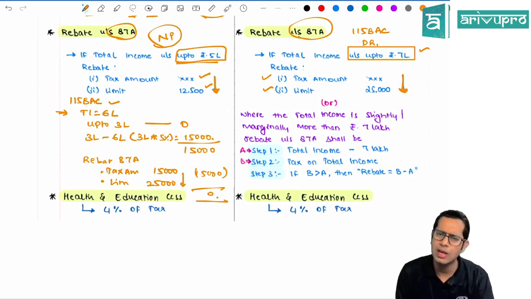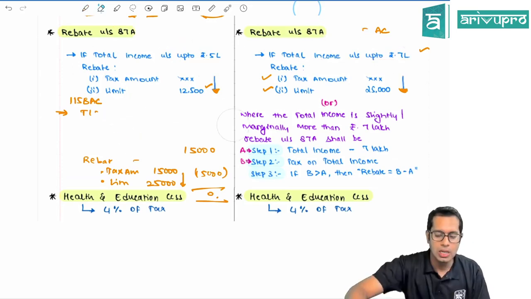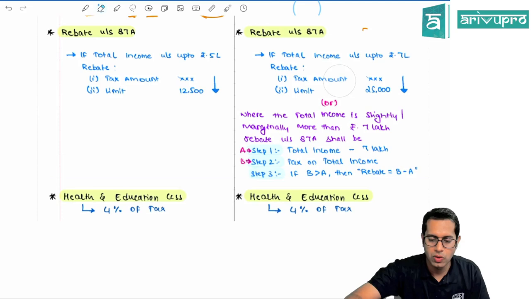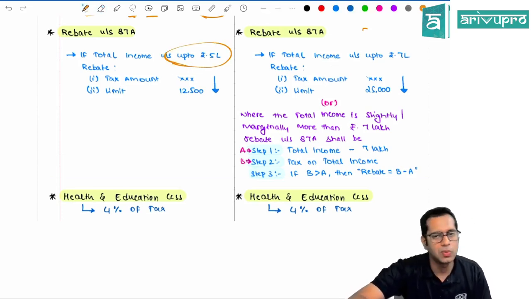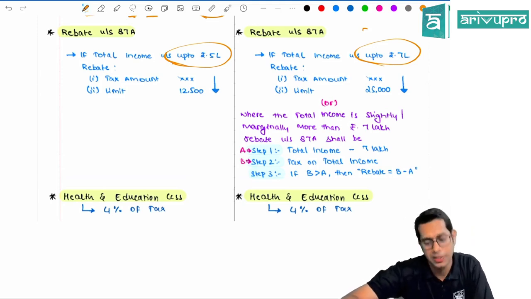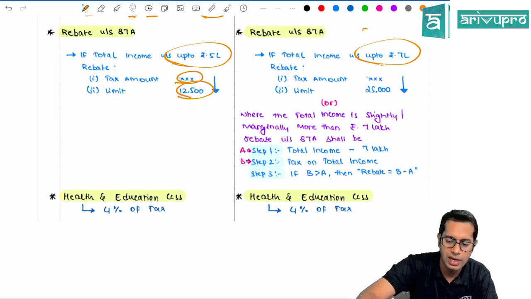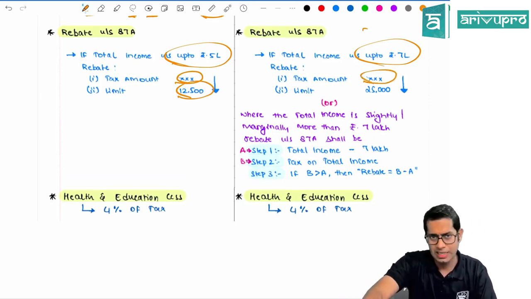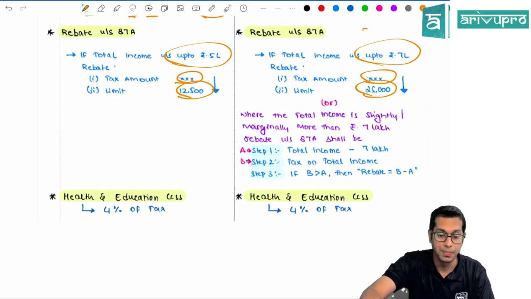Okay, rebate will be given for both the categories, but when the rebate is given is important. In normal scenarios, the rebate will be given if your total income is up to 5 lakh rupees, and in case of 115BAC, the rebate will be given if your total income is up to 7 lakh rupees. How much is the rebate? Whatever amount of tax is there, or 12,500, whichever is less. And in case of 115BAC, whatever tax amount is there, or 25,000, whichever is less, will be the rebate.